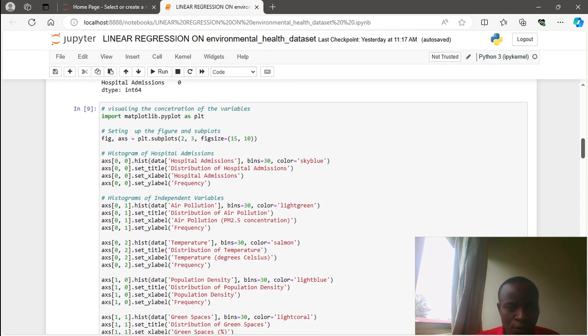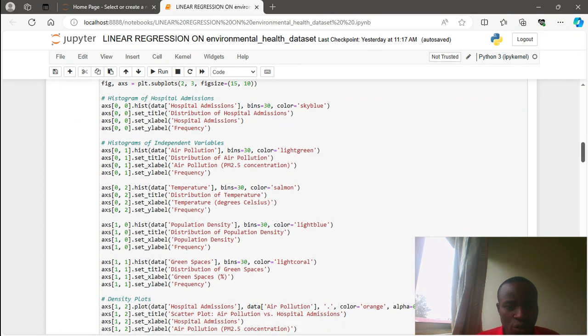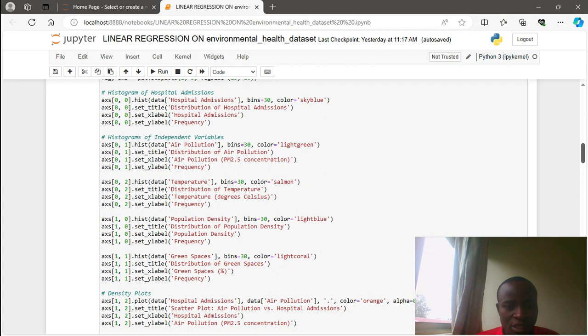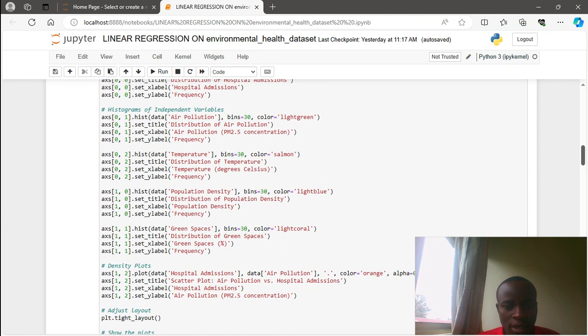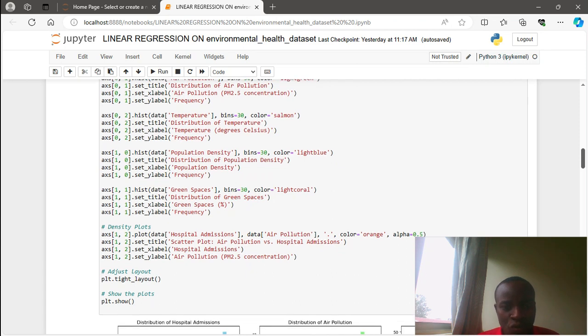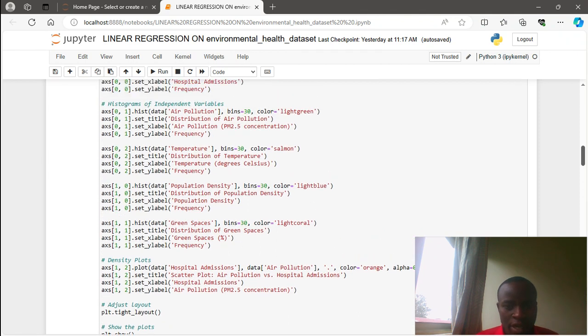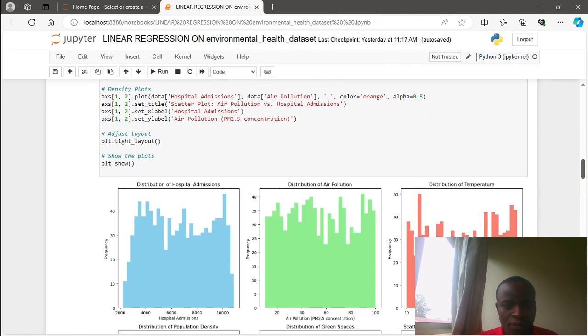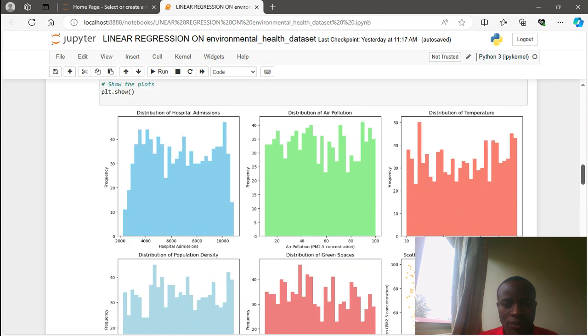So I have to visualize the concentration of temperature in degrees, the distribution of air pollution concentrations. Then I have to visualize the population density by using bins=30, that is the interval within a given histogram. So I had to visualize it down here.